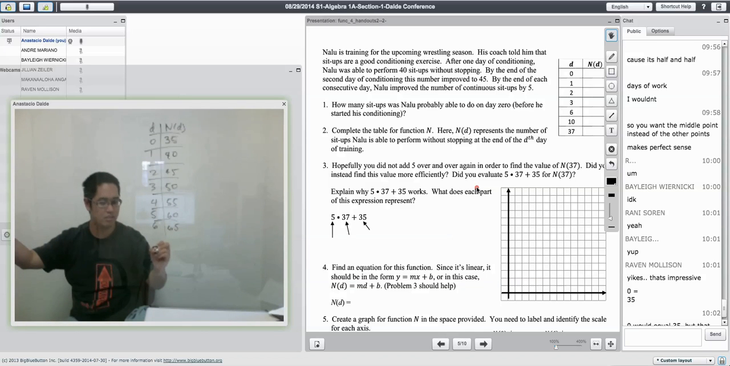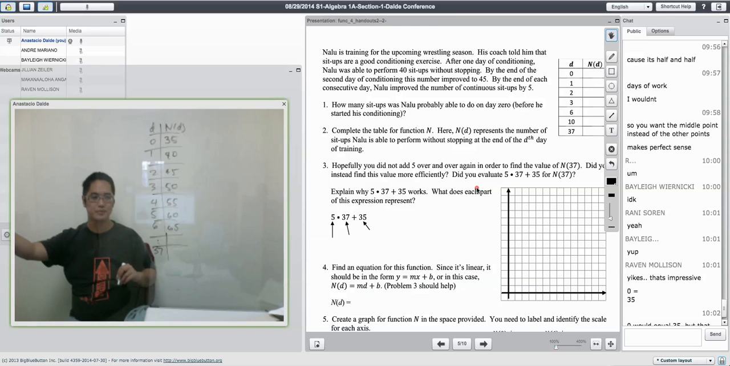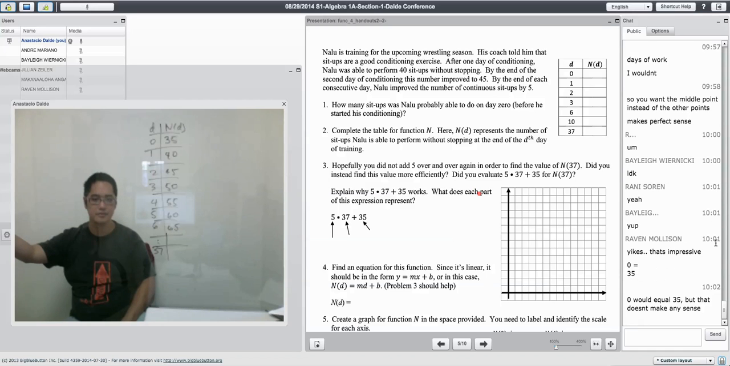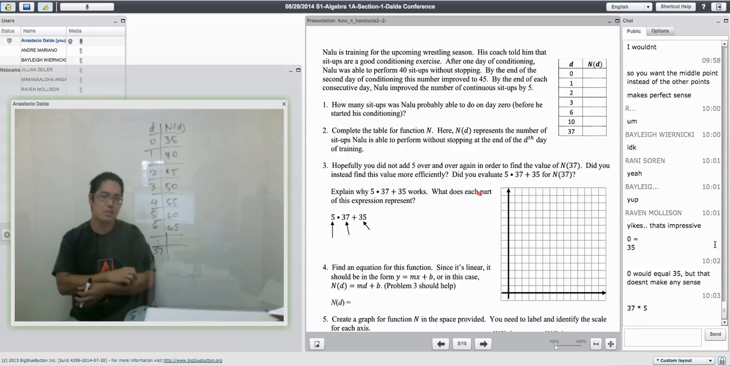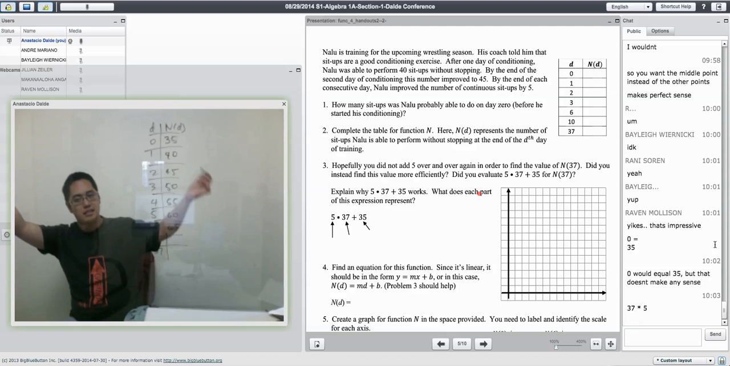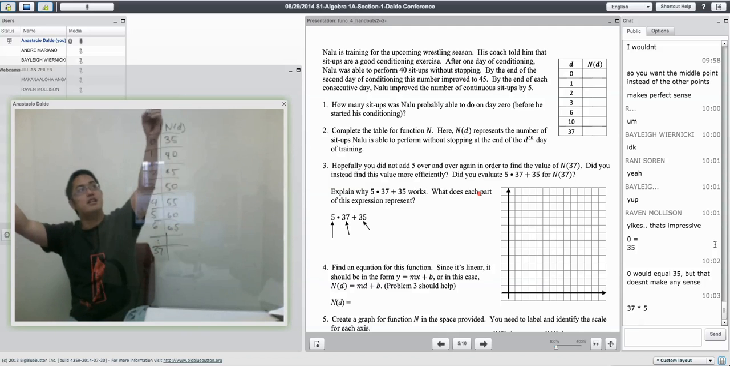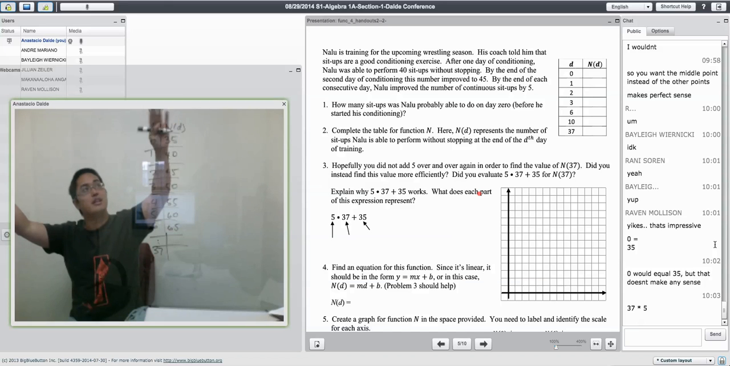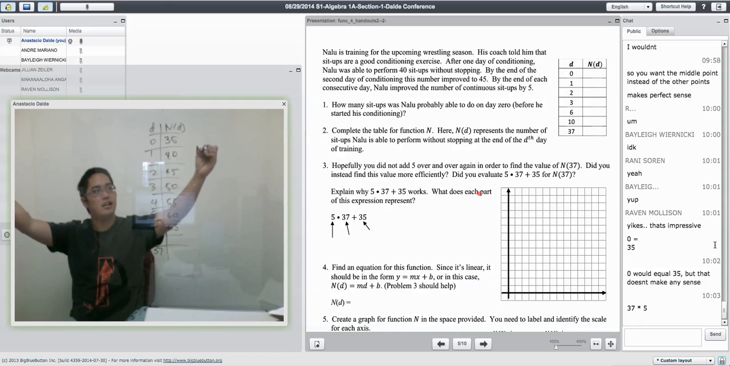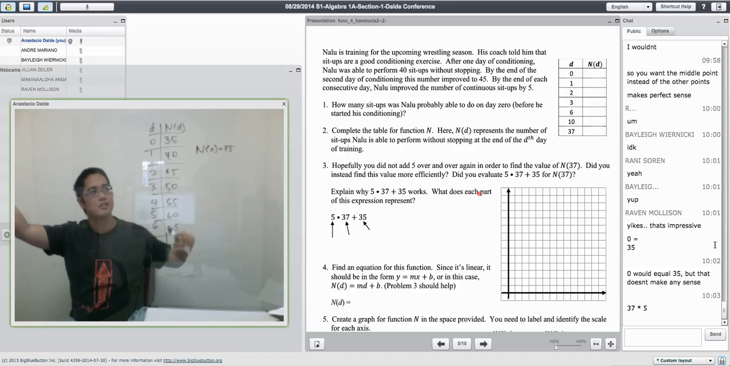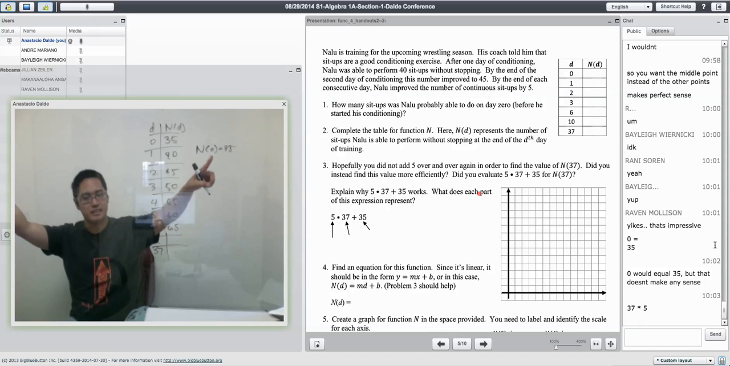I got a question, is 37. So there's a dot, dot, dot there, because it goes all the way to 37. How are we going to get here? What is 37? And actually, Raven, what we're saying is, it's not saying that 0 equals 35. It's saying that n of 0 equals 35. So that's saying the number of sit-ups he could do at 0 days is 35.